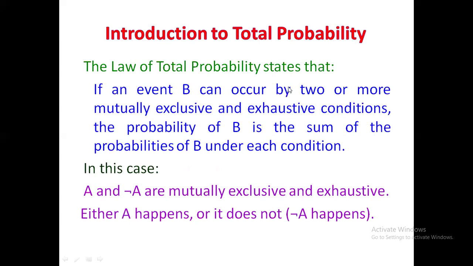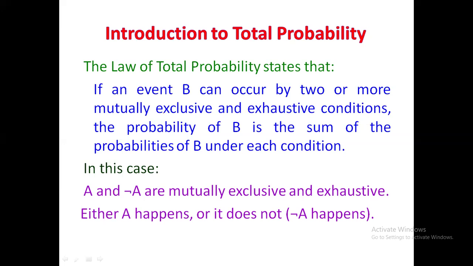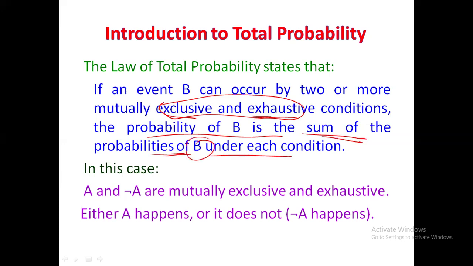The law of total probability states that if an event B, it may be any event, we are taking event B, can occur by two or more mutually exclusive and exhaustive conditions. This is very, very important. We have to analyze what is happening with exclusive and exhaustive conditions. The probability of B is the sum of the probabilities of B under each condition.